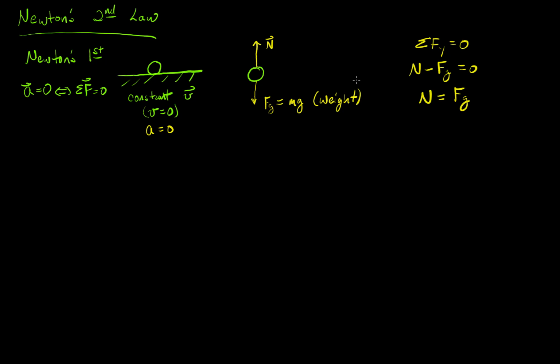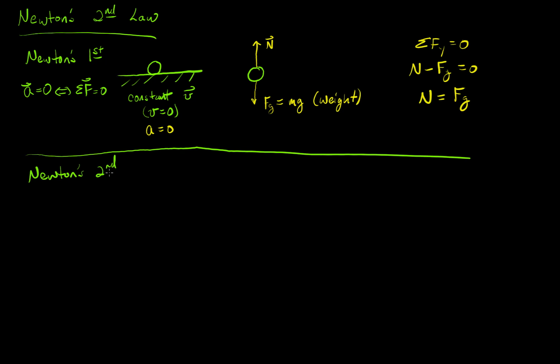And in the last video, I showed you how to analyze these in 2 dimensions. But now Newton said, okay, we know that if there's no acceleration, the net force is 0, but what happens when there is a net force? So that leads us to a second law. The second law deals with the net force. So Newton's second law says that if there is a net force acting on an object, then we'll have some acceleration.